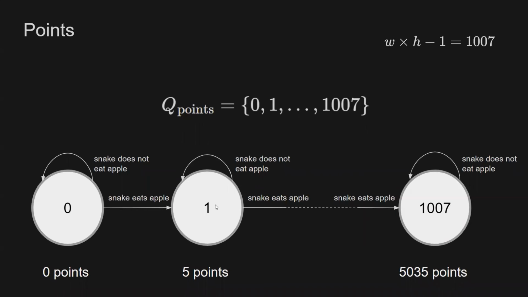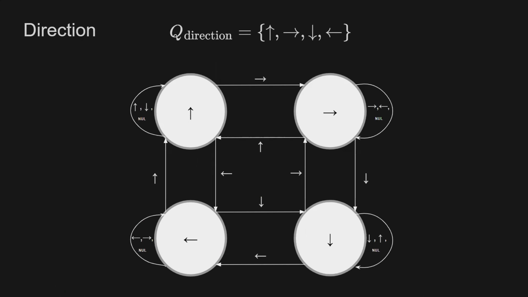The points variable can be constructed out of a finite automaton with 1008 states, and that finite automaton basically looks like a list where each state can travel to the next state if the snake eats an apple, or transitions back to itself if the snake does not eat an apple. The direction is represented with 4 states: up, right, down, and left.